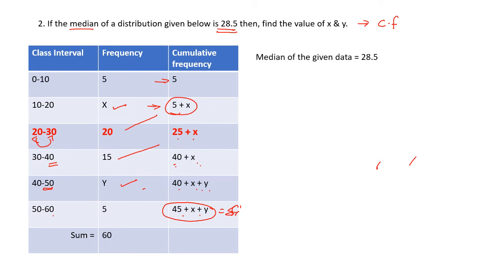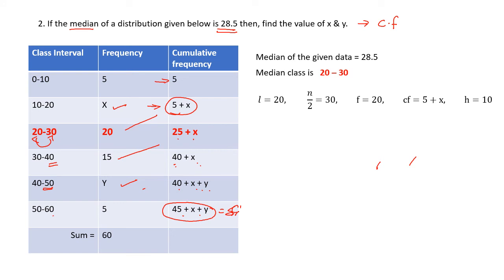So here we first find n upon 2 for usually the data, but here the median is already given as 28.5. So it is very easy to locate the median class. 28.5 lies between 20 to 30. Therefore the median class is 20 to 30.